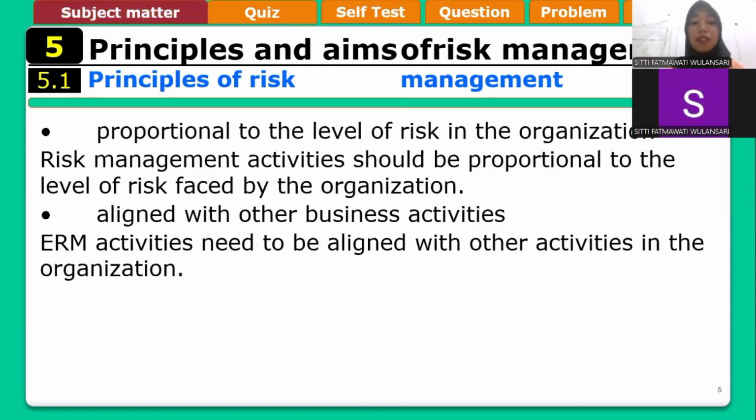The first is proportional to the level of risk in the organization. Risk management activities should be proportional to the level of risk faced by the organization. The second, alignment with other business activities. ERM activities need to be aligned with other activities in the organization.